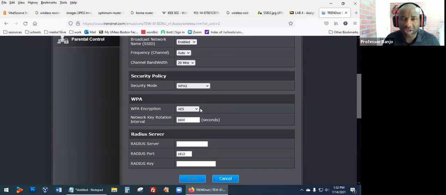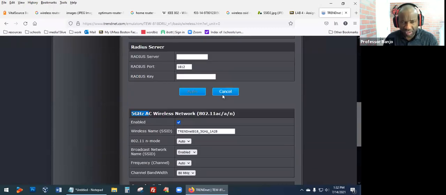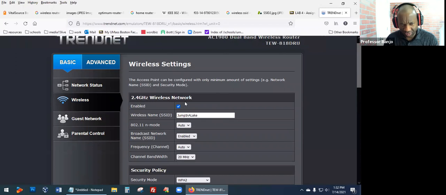Then it says encryption. Encryption is what protects your wireless traffic from being read or recognized when it's traveling. If somebody intercepts the message, they can't read what's there because it's encrypted. So that's set up there. Then you have a few more settings. There's the 5G option, which you can enable if it's allowed by your provider. Same thing with the 2.4 gigahertz.